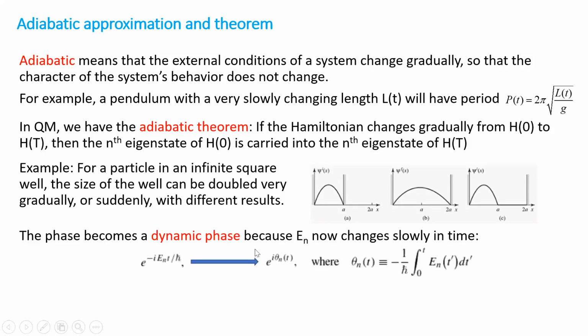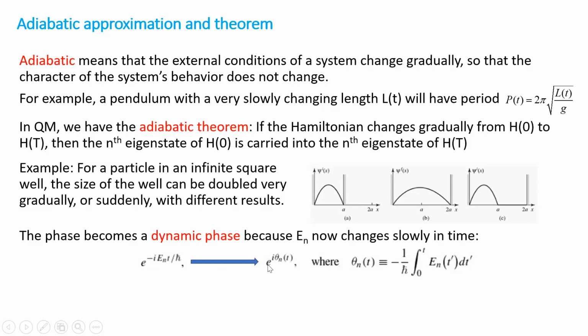Okay, a couple other things can happen here to state the full adiabatic theorem. The phase actually changes. It becomes a dynamic phase because as the Hamiltonian changes gradually, not only do the eigenstates change, but the energies En change in time. So the time-dependent factor e to the minus i En t over h bar changes in time, because En becomes a function of time.